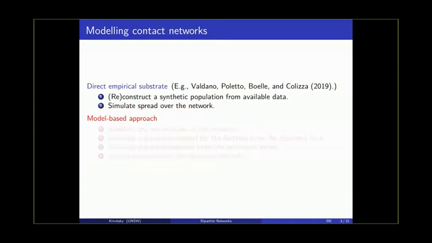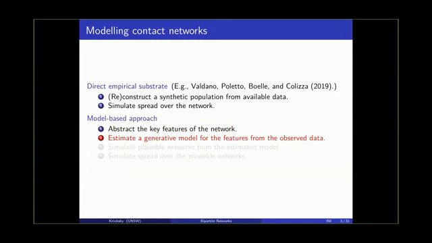The model-based approach takes a different tack. First, we abstract key features of the network. We ask, which features of the network are actually important? Which mixing matrices, which degree distributions? There can be many of them, and hopefully they're not self-contradictory or mutually exclusive.